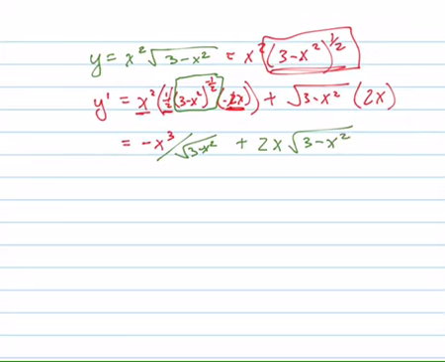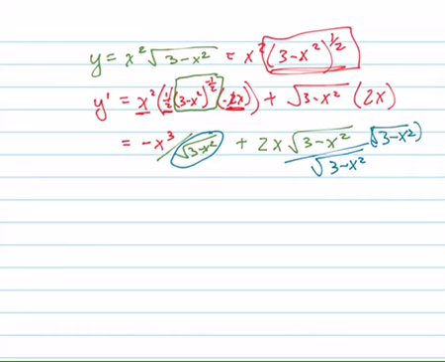Now that, for some people, might be sufficient. That might be good enough to be the answer, but you also might need to put it as just one big term. If they want you to do that, then you have to do a little bit more work. So if that answer isn't sufficient, what we'll need to do is get a common denominator, which is that right there. So I will multiply this by 3 minus x squared all over square root of 3 minus x squared.